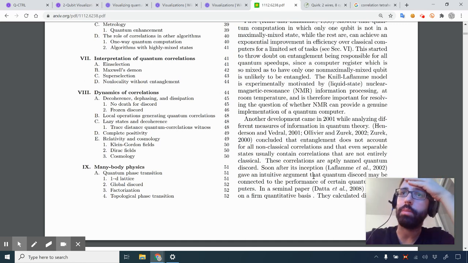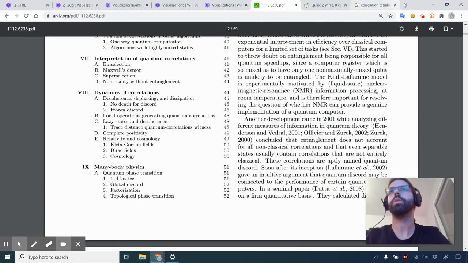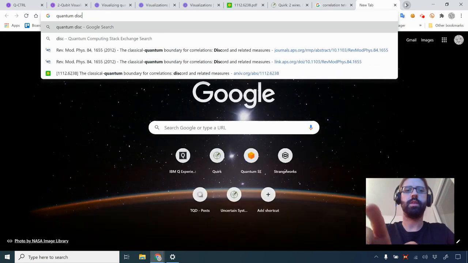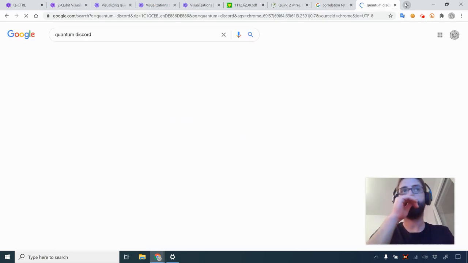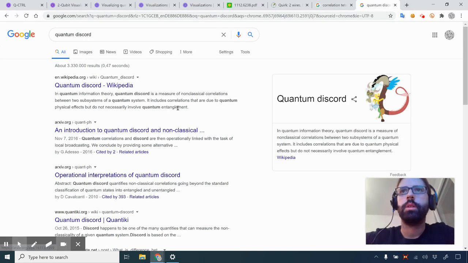These correlations are aptly named quantum discord. First time I hear about quantum discord. Is this still a thing or is it like the paper? It almost looks like the Quantum Intuition Dojo logo.